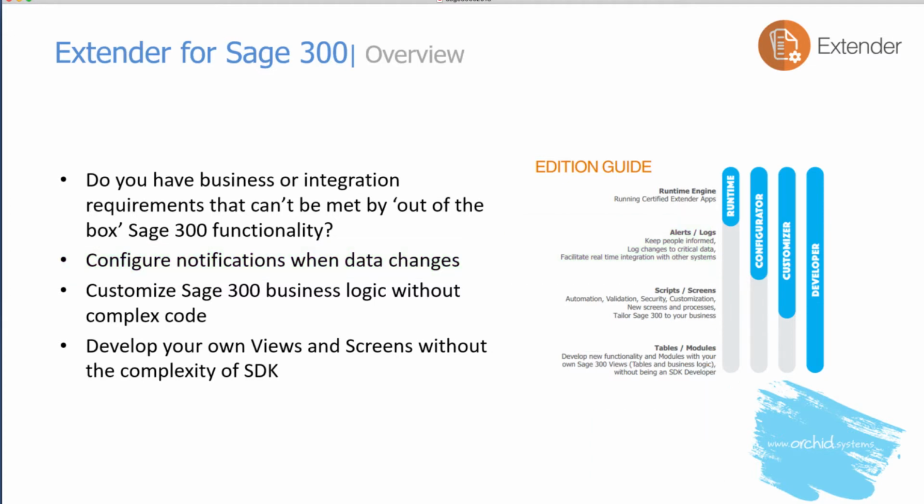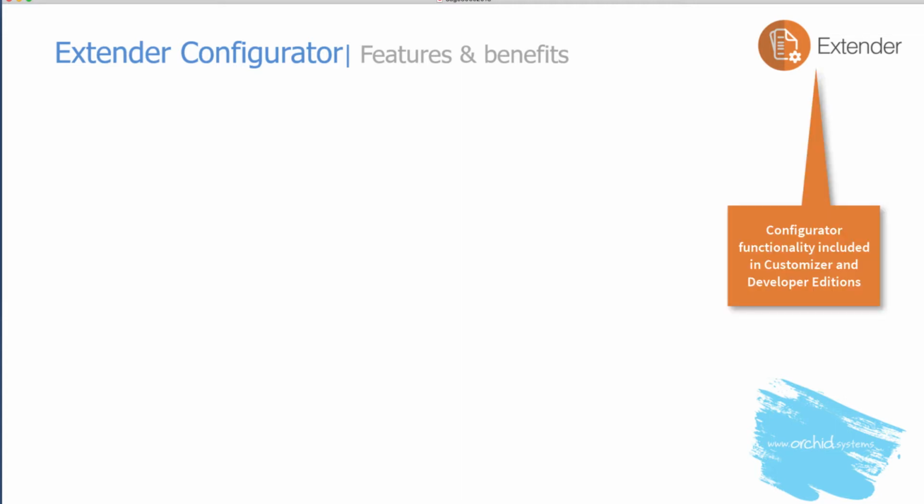Customizer to run custom scripts and screens to tailor Sage 300 to your business, and the Developer Edition to add new functionality and business logic to Sage 300 through custom tables, custom Sage 300 views, is the focus of a third Extender training video. So what we're going to look at today is Extender Configurator. Extender Configurator functionality is available with the Customizer and Developer license as well.